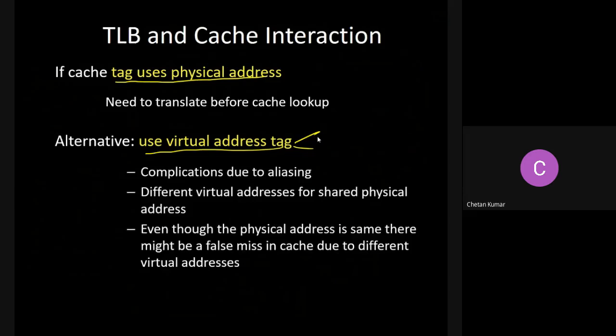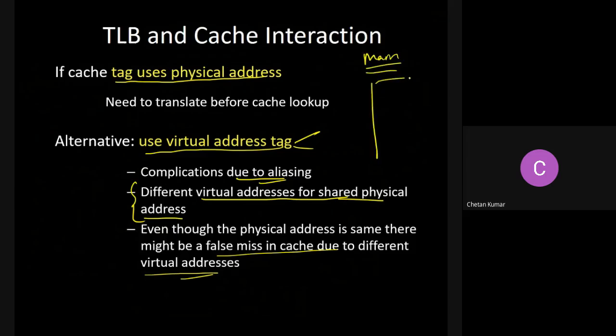So there'll be some complications due to aliasing. What I mean by aliasing is that different virtual addresses may be pointing to a shared physical address. I'll explain this a little bit in detail. It basically says that even though the physical address is the same, there might be a false miss in the cache due to different virtual addresses. So what exactly does it mean? Let's assume that in the main memory, we are talking about the same program or different programs sharing the same memory.